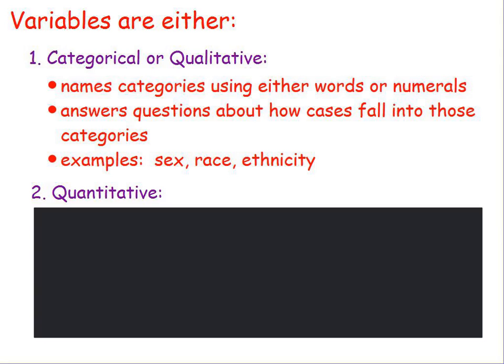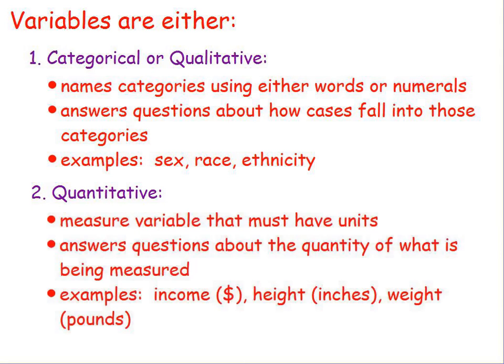The other type of variable is a quantitative variable. These measure variables and they must have some sort of unit. They typically answer questions about the quantity of what is being measured. So, for instance, income, we measure it in dollars. Height, we might measure in inches. Weight, we might measure in pounds. Other types of quantitative variables. Age. Well, if you ask somebody how old are you, their units are years. So all quantitative variables have to have some sort of units attached to them.